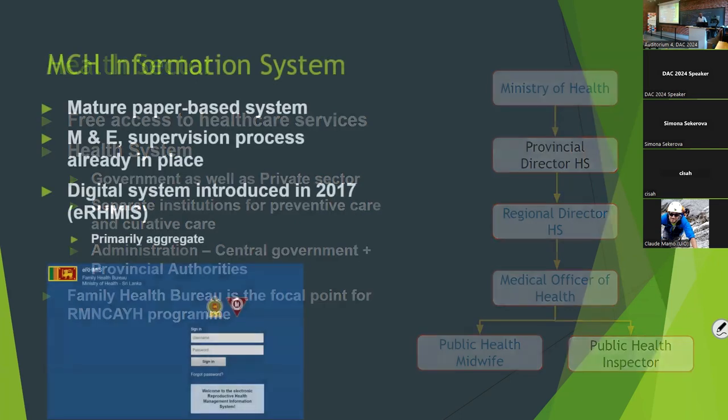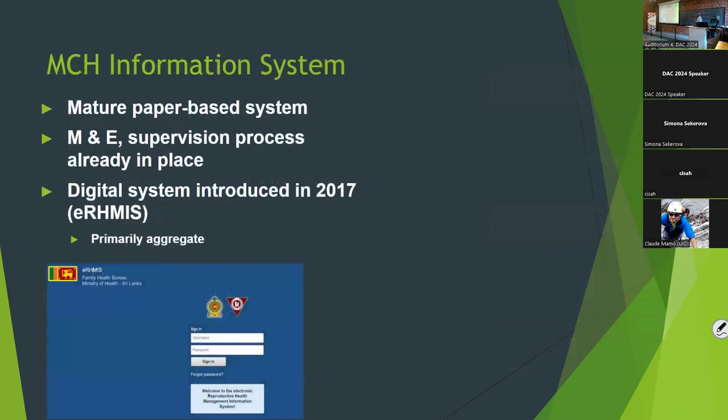Right. Regarding the maternal and child health information system, there has been a very strong paper-based system in the country, full stop. I'm giving due credit to that system, because of this only we were able to build a digital system on top of it. If this did not exist, most of what I'm going to present would not have been achievable. With that, of course, there were monitoring and evaluation practices and supervision practices which were already in place.